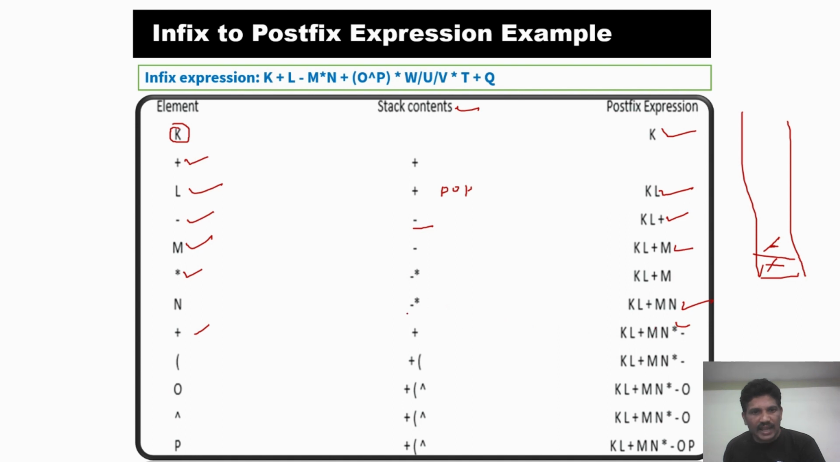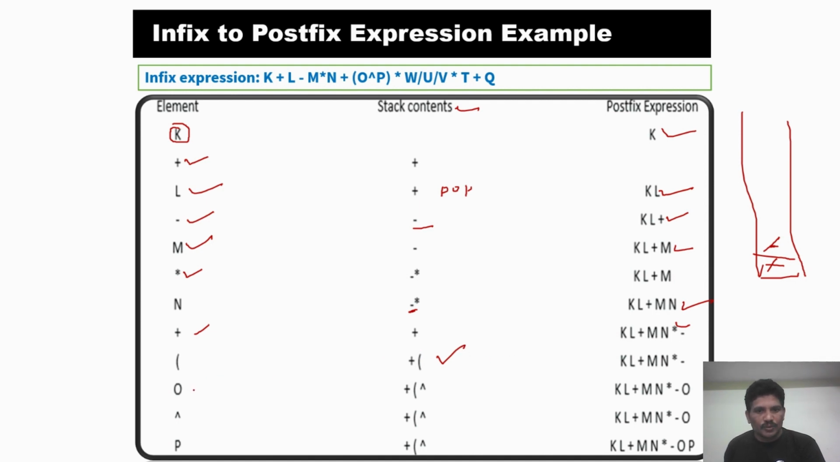Then after that you can check the minus. Plus and minus both have the same precedence. At that time also you can pop the minus from the stack, then plus can be added over here. This is the stack content: only one element will be there, that is the plus. Then what is the next input symbol? Open parenthesis. Okay, open parenthesis is also added into the stack.